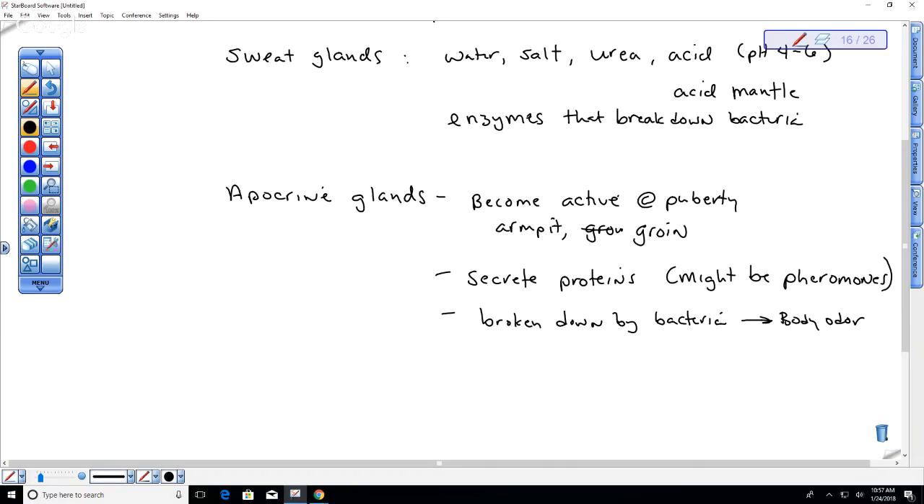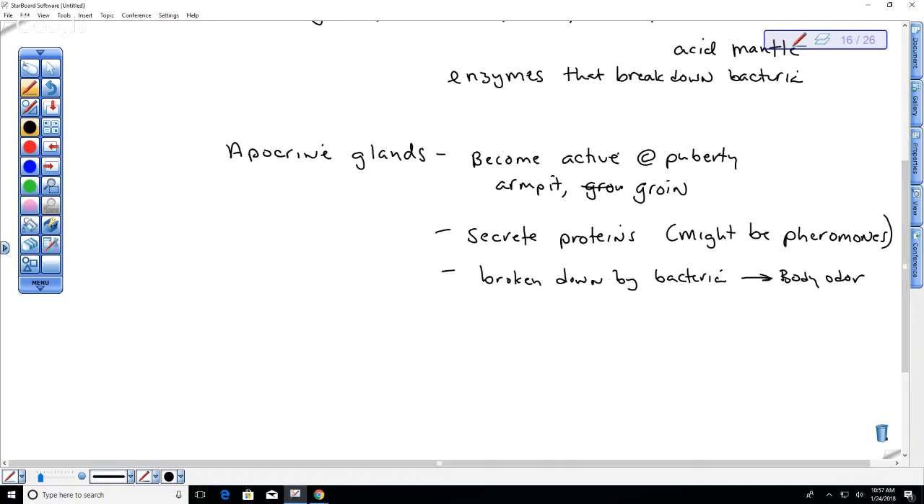And the same thing kind of goes for older people, because your apocrine glands, after you get to a certain age, you get into your 60s and 70s, you don't produce as much of this, and so you don't smell, so you don't have to bathe as regularly. Okay, so those are the apocrine glands.